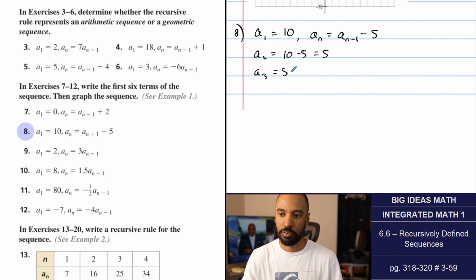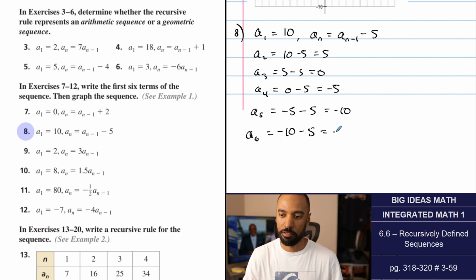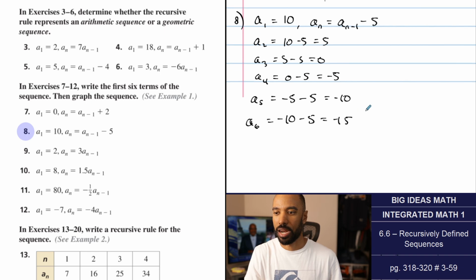The third term is 5 minus 5, which is 0. The fourth term is 0 minus 5, which is negative 5. The fifth term is negative 5 minus 5, which is negative 10. And the sixth term is negative 10 minus 5, which is negative 15. So we're looking at all those terms there.